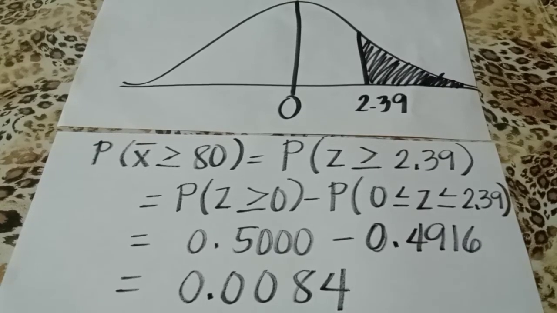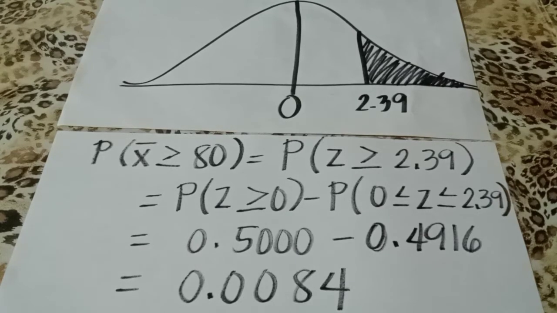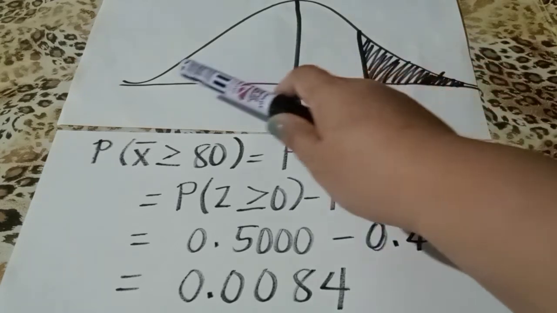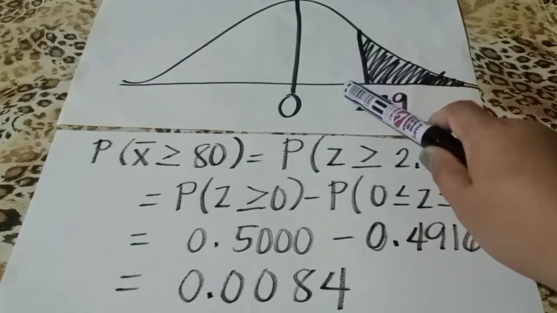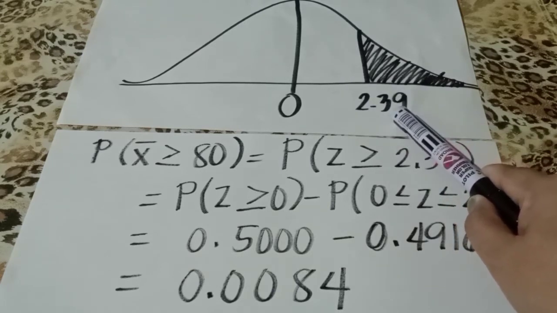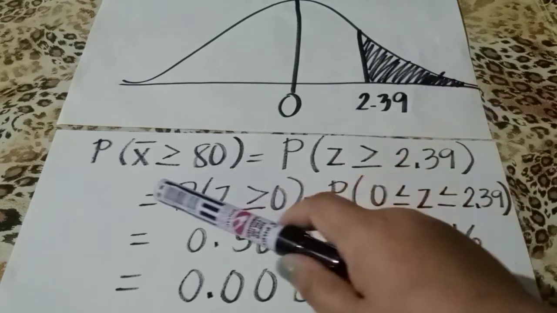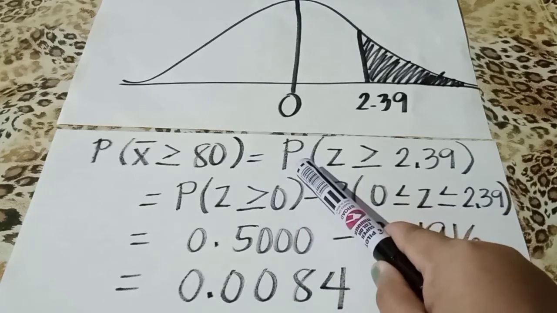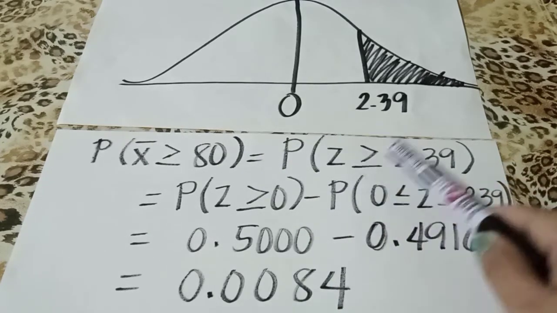Class, for our step 2, we want to get the probability that a random sample of size 40 will have a mean of 80 or more. That is, we shall find the probability that our mean is greater than or equal to 80. Using the table for areas of the normal distribution, if you are going to sketch this, this will be the sketch. You have here 2.39 or more, so we are finding this probability. The probability that the mean is greater than or equal to 80 is equal to the probability that the standard score is greater than or equal to 2.39.